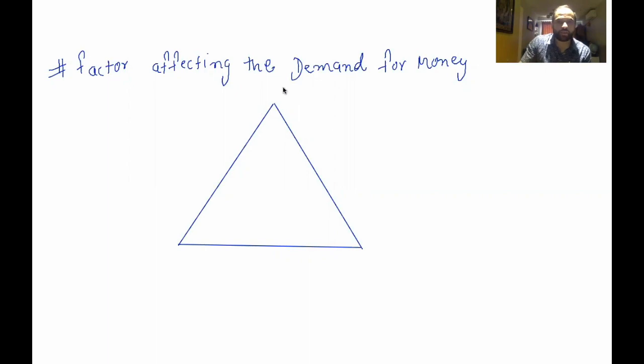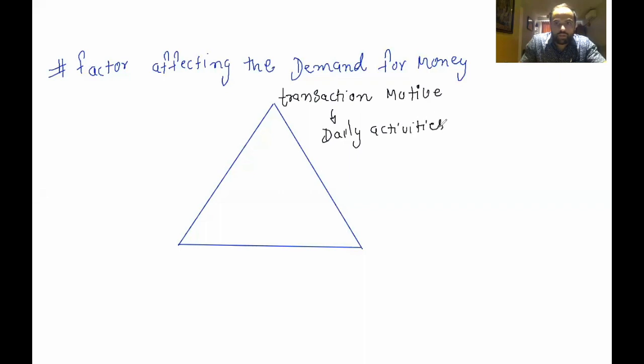So, three different motives. The first motive is the transaction motive. Transaction motive means people require money for daily activities. So the purpose of the transaction motive is consumption, all right? So that's the purpose of this transaction motive. People require money for consumption purposes. We need things, right?